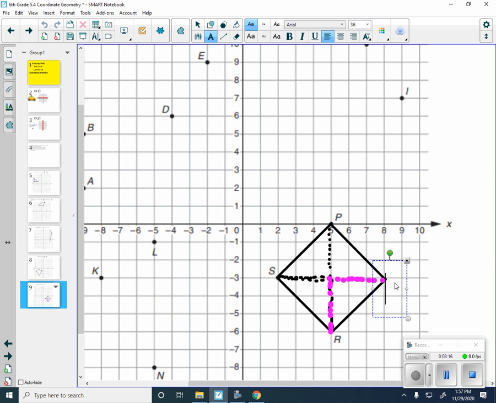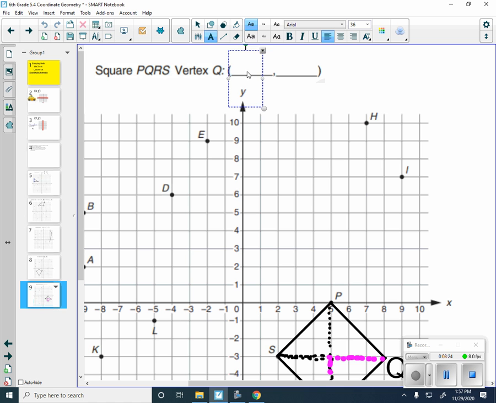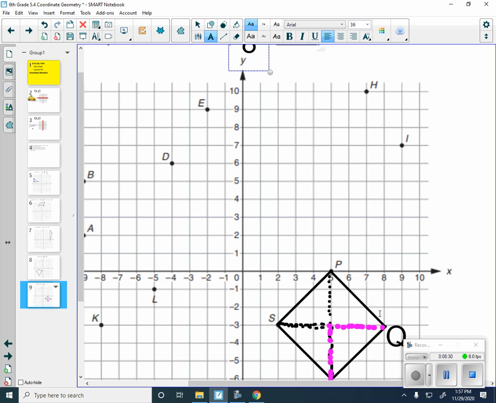And let's see how we label this one. Looks like I'm at an X. I'm a positive X. Or I have an 8, I should say, for my X. And over here I have a -3 for my Y.